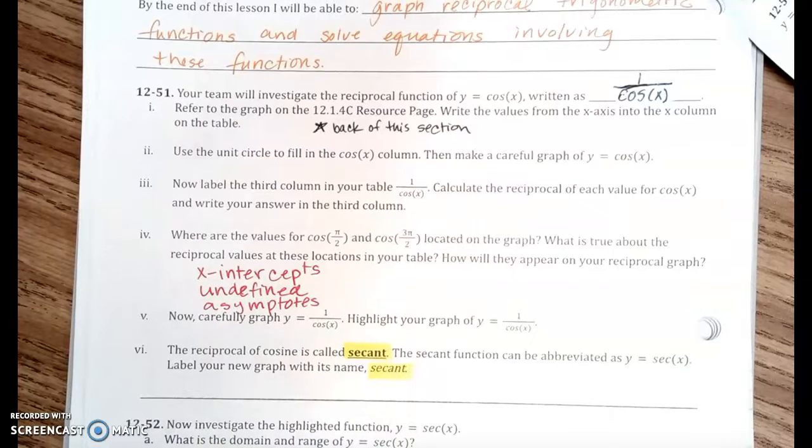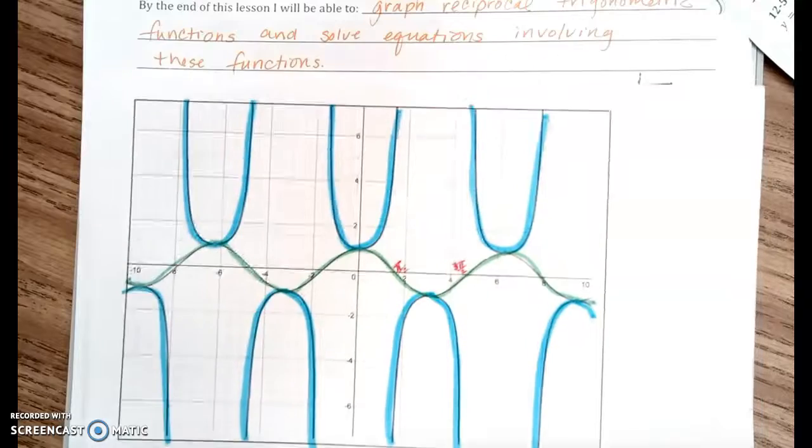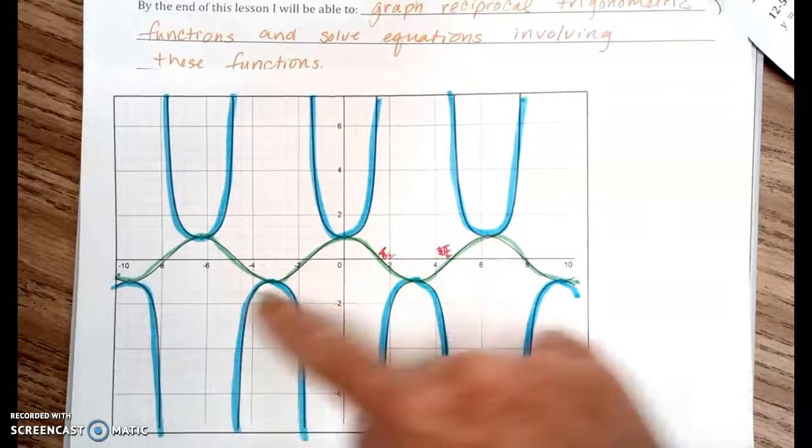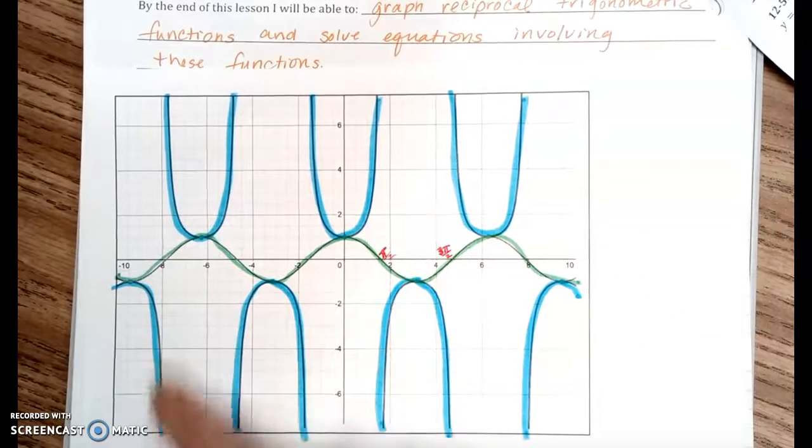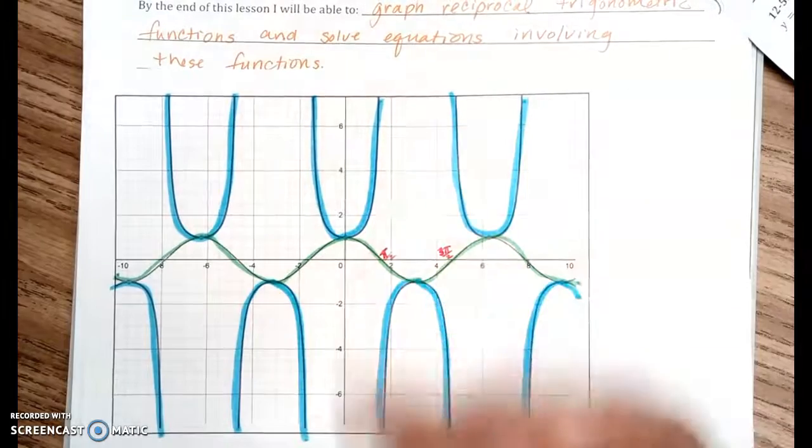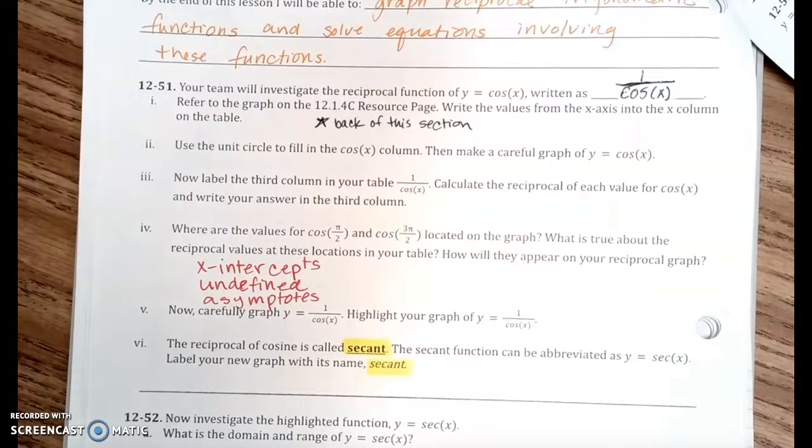You can either use a different color or you can use a highlighter, but you need to have both of them on the same graph together. They should roughly look something like this. I did my regular cosine of x in green, and I did the 1 over cosine of x in blue. So yours should come out looking something like that. If you type them into Desmos, that's how you would type them in. The reciprocal of cosine is called the secant, and the secant function can be abbreviated as y equals the secant of x. And you're going to title or label your new graph with the name secant.